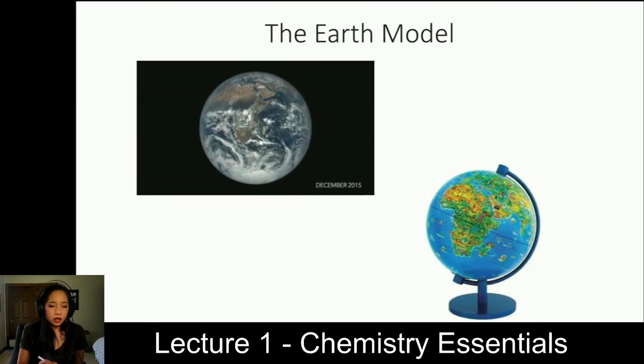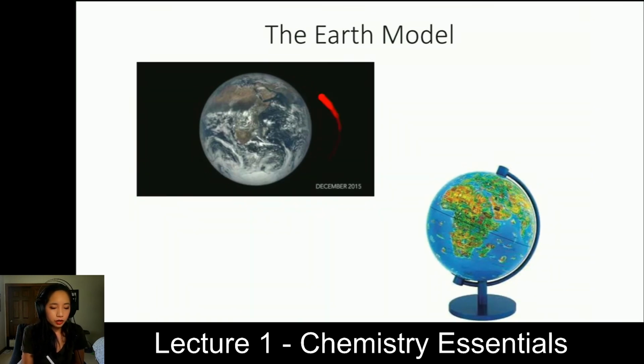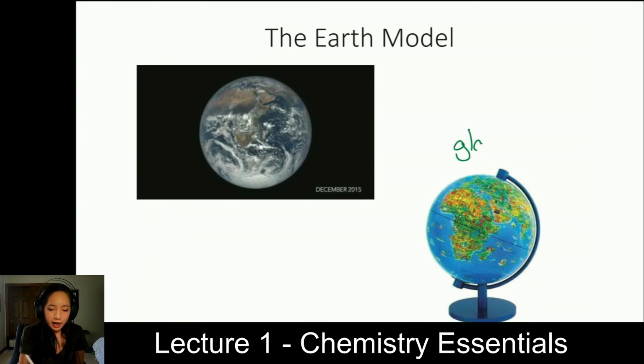All right, so here's our Earth. Here's our Earth, the globe, right? And so the globe is a physical representation of Earth. So here's a picture of the Earth that astronauts took, and a globe is the physical representation, probably the best representation of the Earth.